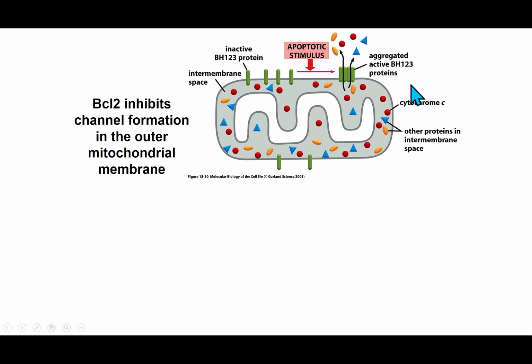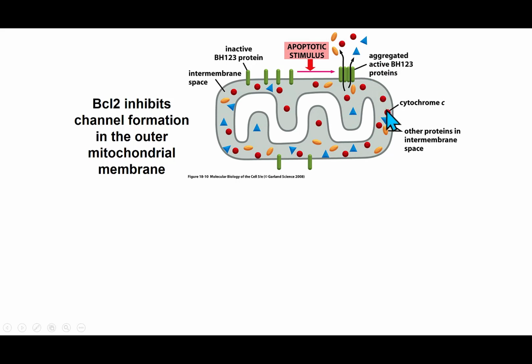Imagine in white here we have the cytosol. Here's a particular mitochondrion with a particular apoptotic stimulus that induces intrinsic apoptosis. Cytochrome C is going to be released from the intermembrane space to the cytosol. How that works is there's a number of different proteins called BH123 proteins. It's a family of proteins. With the particular apoptotic stimulus, the BH123 proteins will aggregate. They'll get together and essentially form a channel, allowing cytochrome C to exit and go into the cytosol.